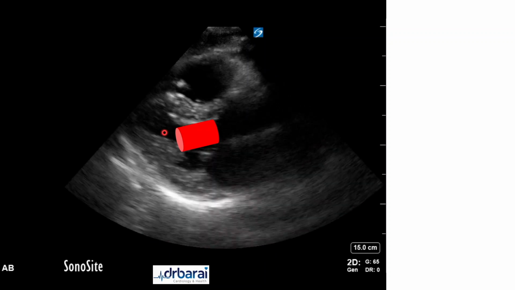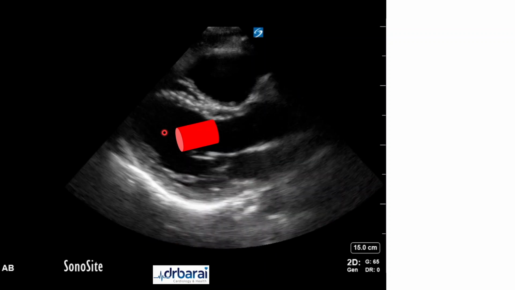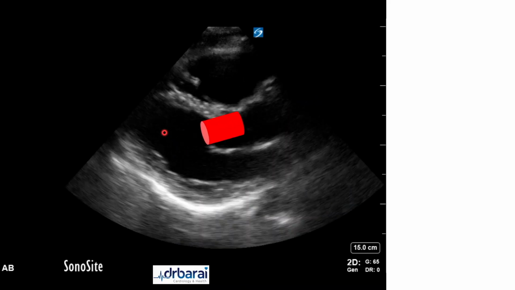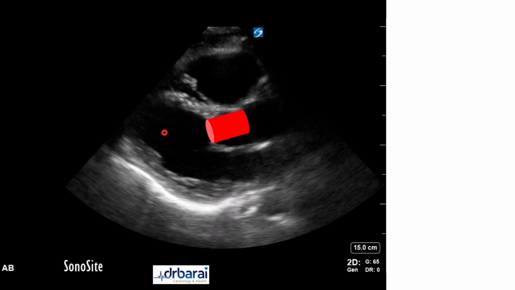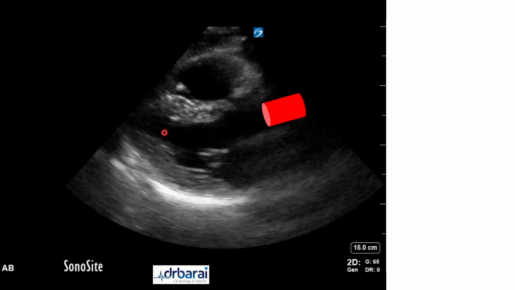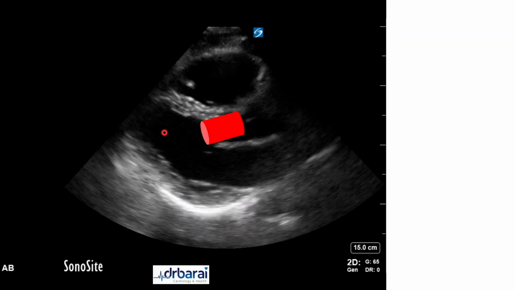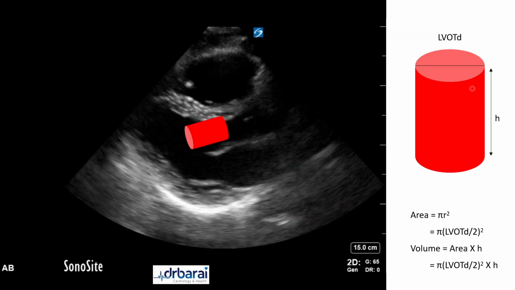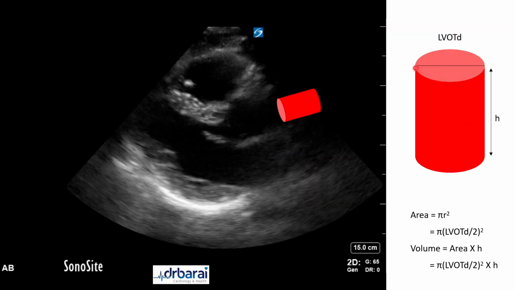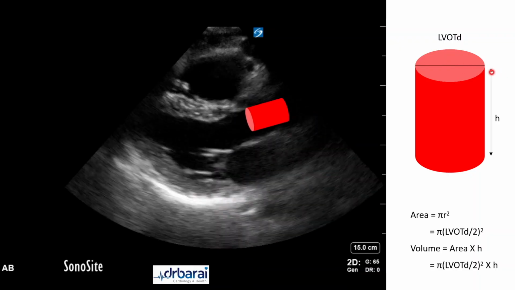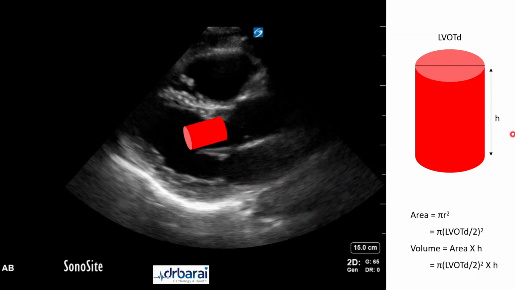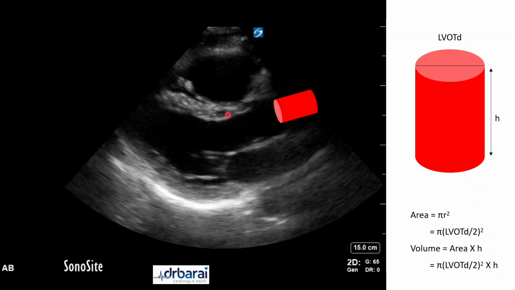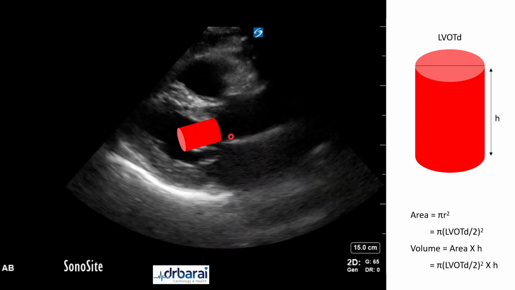This cylinder of blood is going through the aortic valve to the ascending aorta during every cardiac cycle, and it happens just like this. So when there is left ventricular contraction, this column of blood from the left ventricular outflow tract is traveling through the ascending aorta. Now if you carefully look at this cylinder, we can measure the exact volume of the cylinder by knowing two parameters. One is the left ventricular outflow tract diameter, and the other one is the height of the cylinder, which is the VTI. In this area, you see that the distance between these two lines is the left ventricular outflow tract diameter.